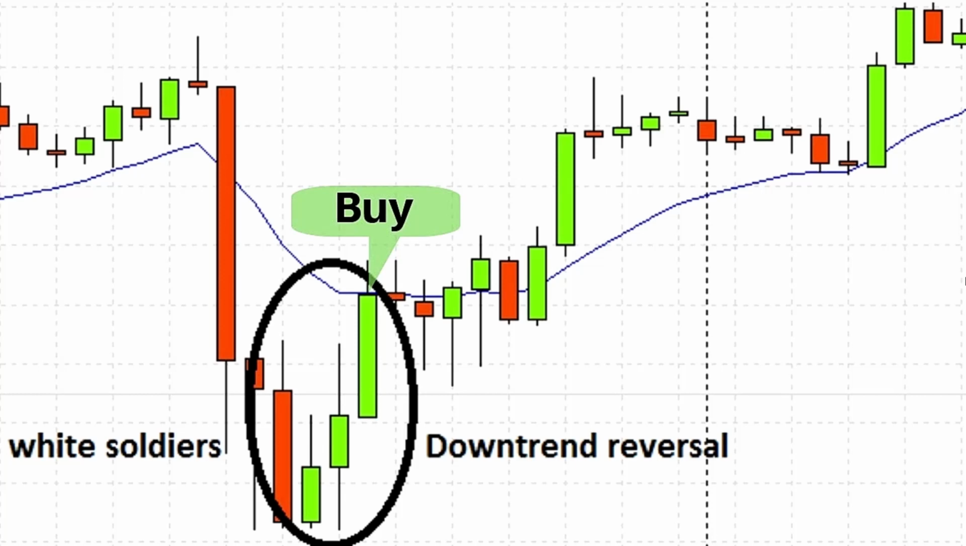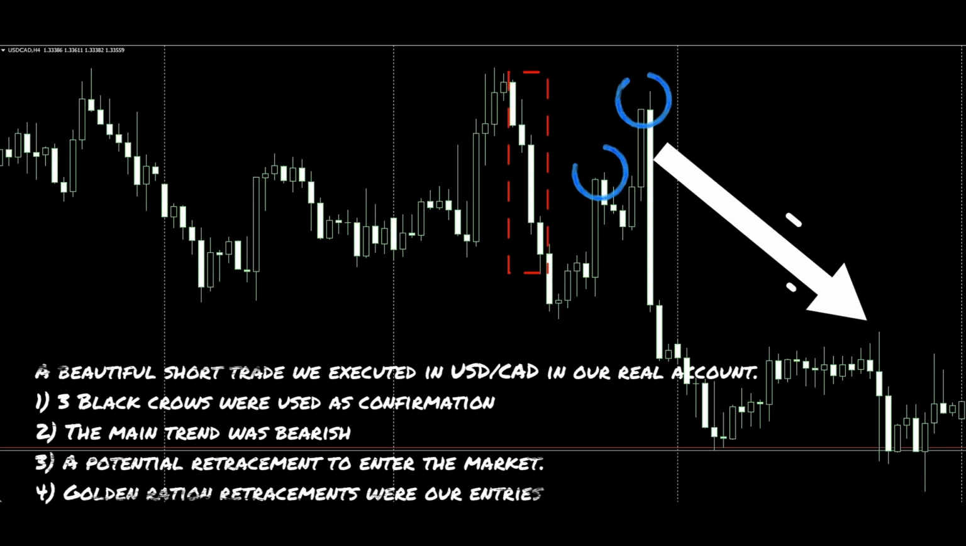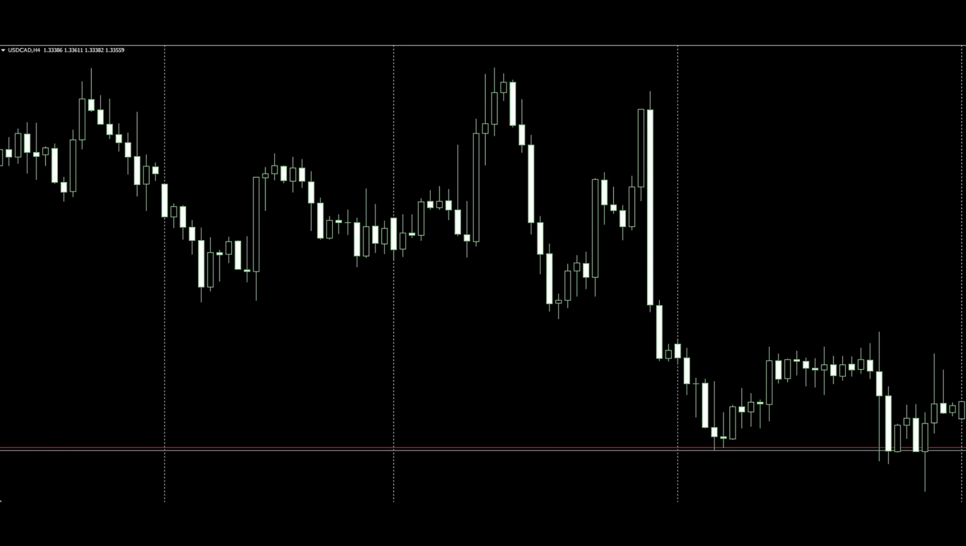The 3 black crows is just the opposite. The same principles also apply here. 3 candles with small shadows. This is an indication that the reversal is coming in the opposite direction.